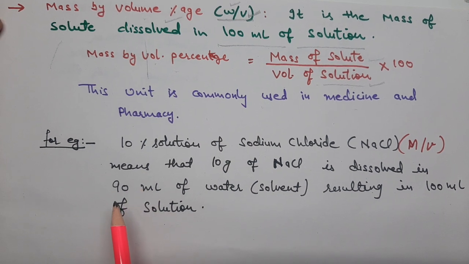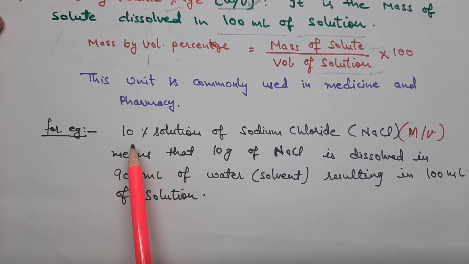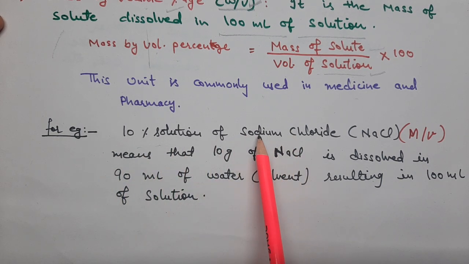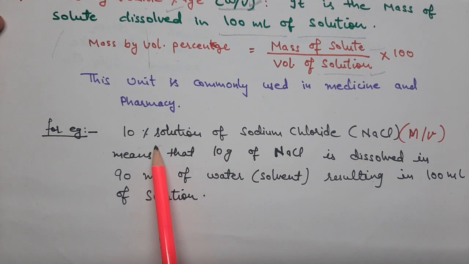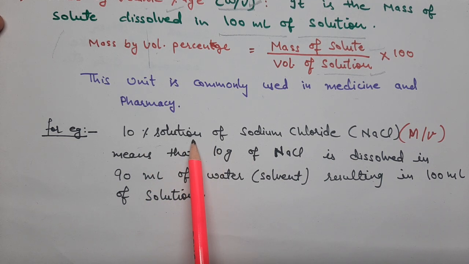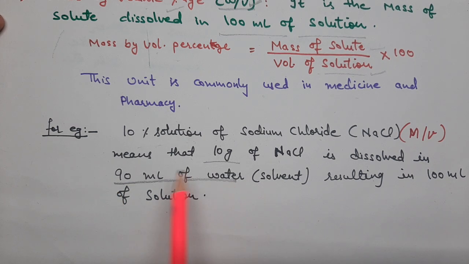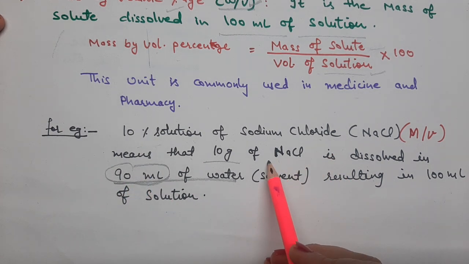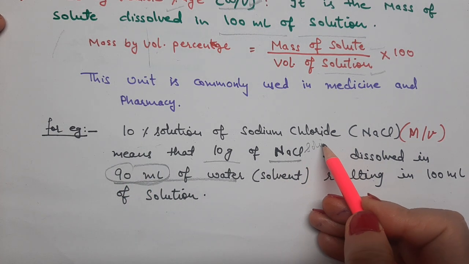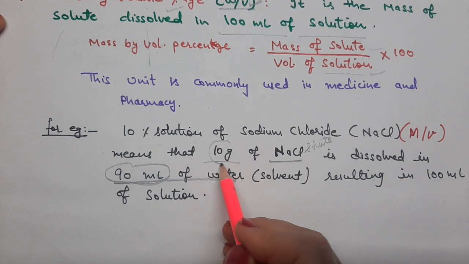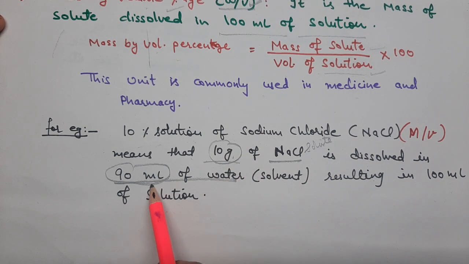So for example, how to understand this method? For example, it is given a 10% solution of sodium chloride. What is the meaning of this 10% solution of sodium chloride? It means 10 gram of NaCl is dissolved in 90 ml of water. Here we have taken the amount of water by volume, and the amount of solute NaCl we have taken in grams. So this is in grams and this is in volume. Then the result is 100 ml of the solution.